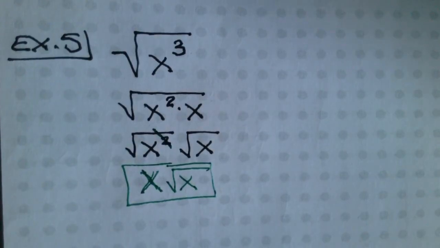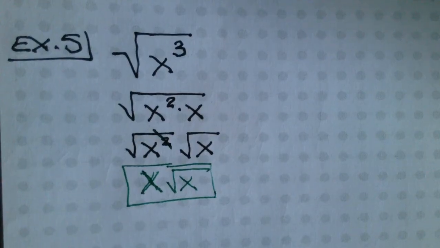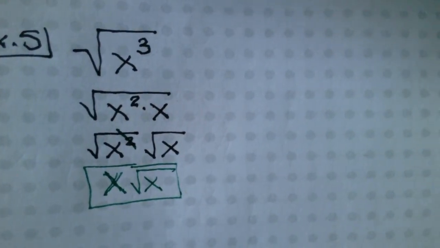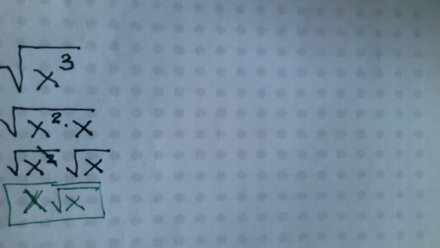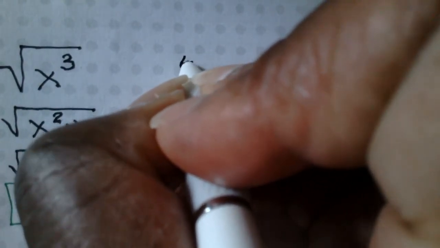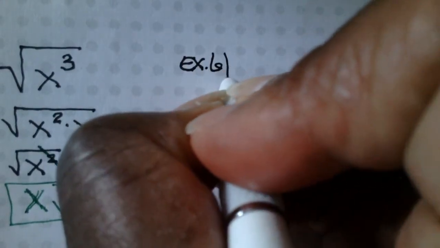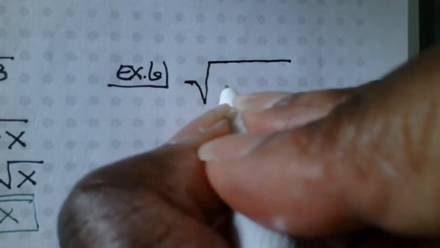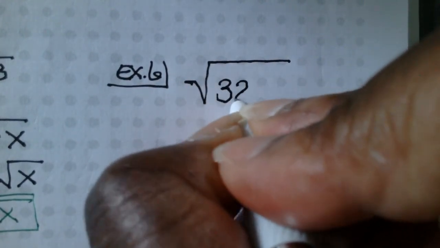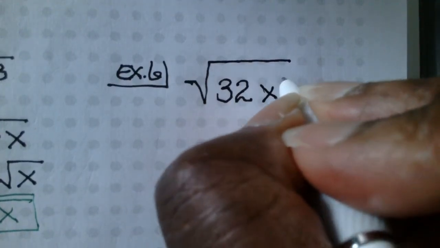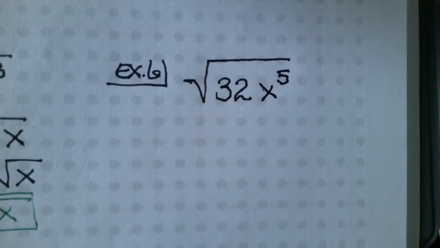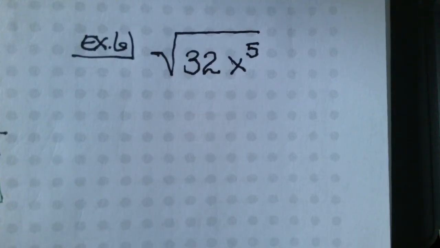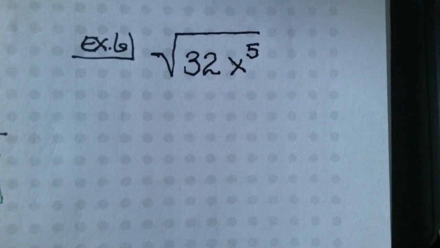It's little steps like this. So let me show you a little combo. I'm going to stick with the square root. I have the square root of 32x to the 5th. I know when people see this, they're like, oh, nope, I'm out. But no, we're going to break it down step by step.